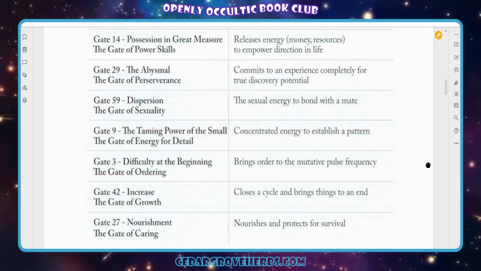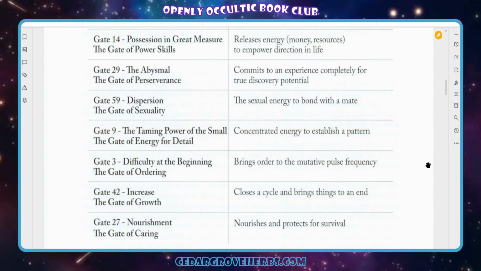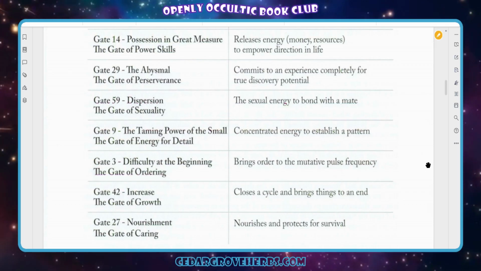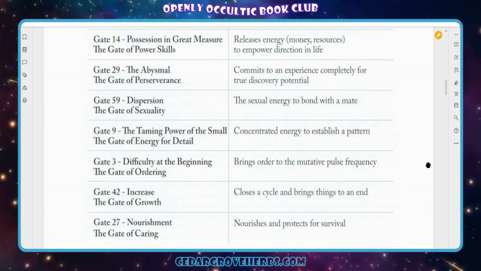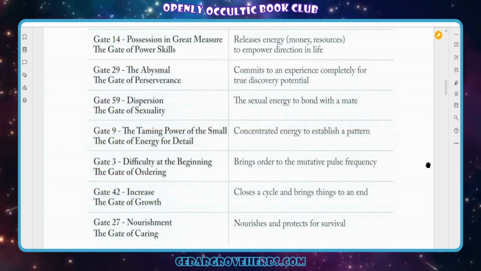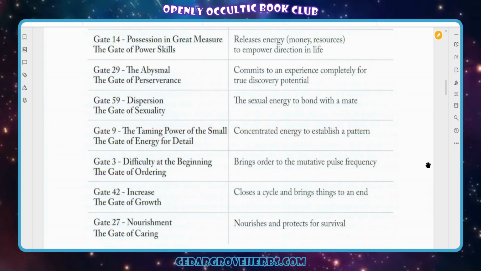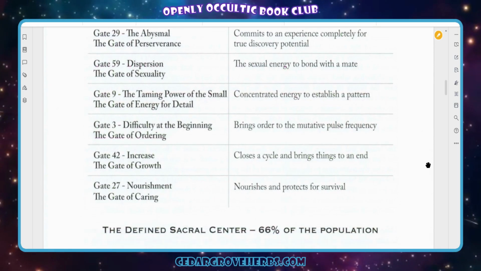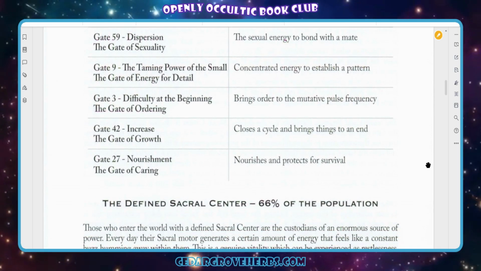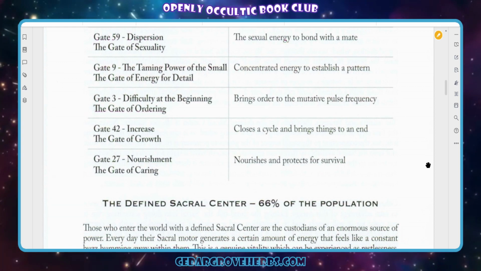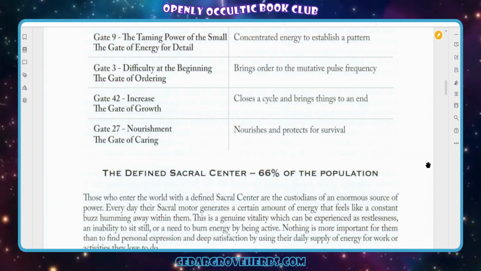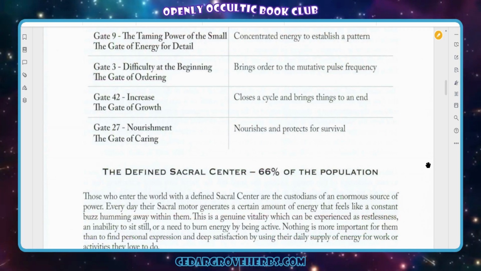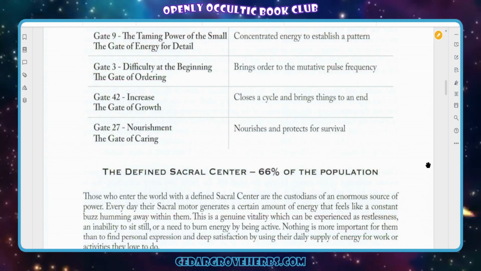Gate 9, the taming power of the small, the gate of energy for detail, concentrated energy to establish a pattern. Gate 3, difficulty at the beginning, the gate of ordering, brings order to the mutative pulse frequency. Gate 42, increase, the gate of growth, closes a cycle and brings things to an end. Gate 27, nourishment, the gate of caring, nourishes and protects for survival.